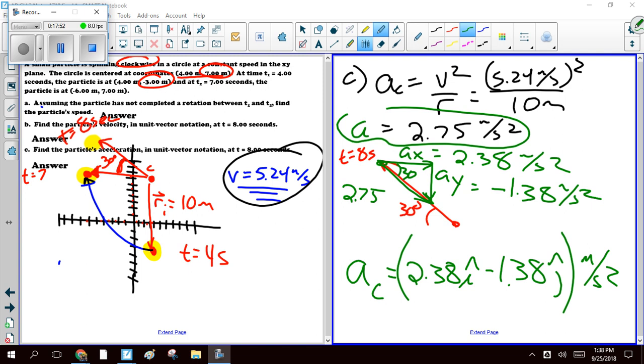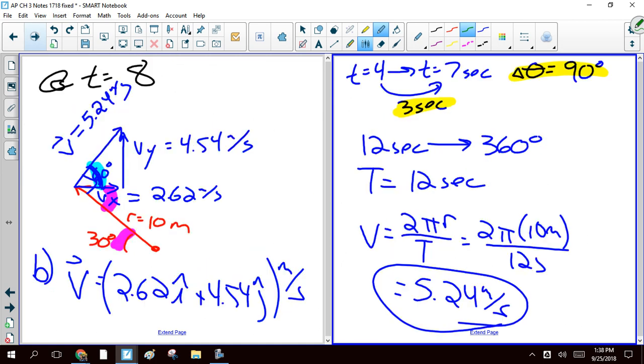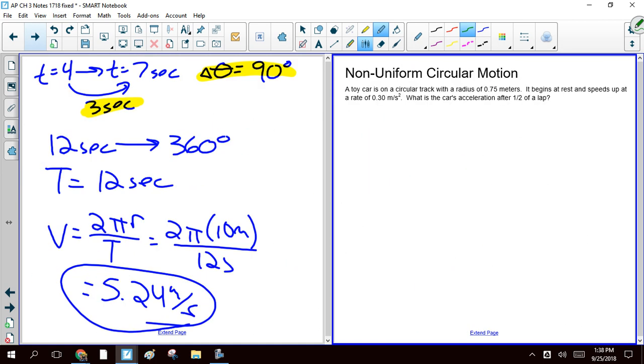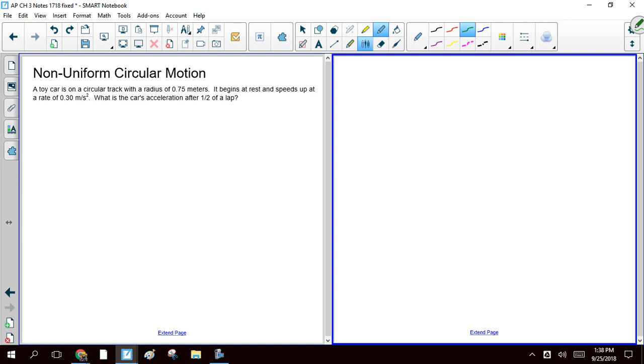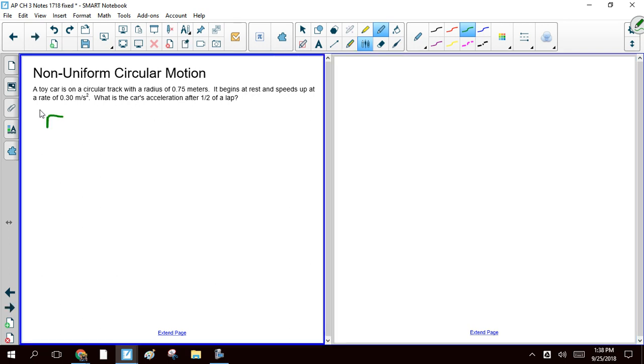Okay, so last but not least, what happens if the motion is not uniform? In other words, what if the speed is changing? This is definitely not the emphasis, but I want you to see this at least once before we finish this chapter. So in this one, we've got a toy car on a circular track with a radius of 0.75 meters. It begins at rest and speeds up at a rate of 3 meters per second squared.